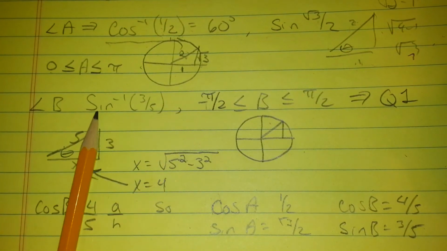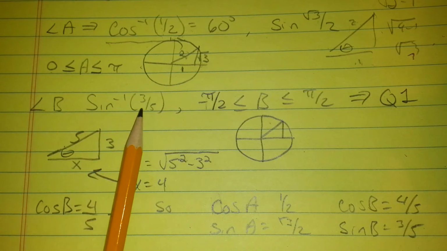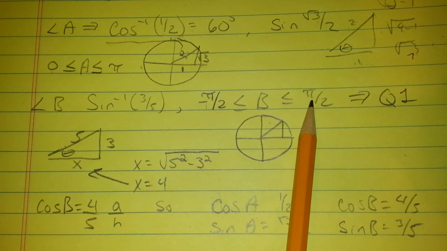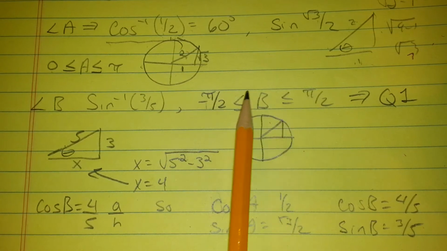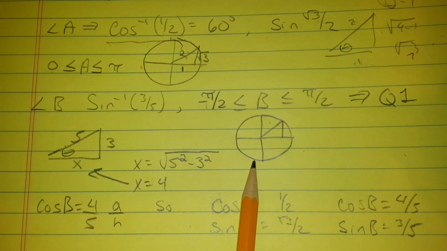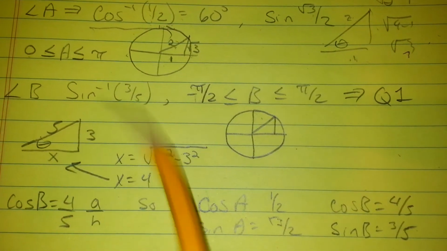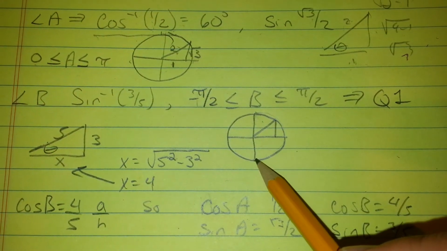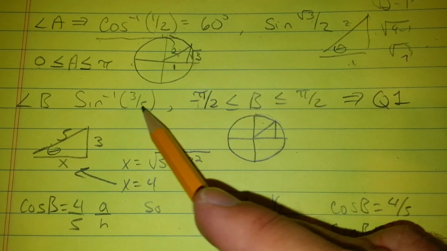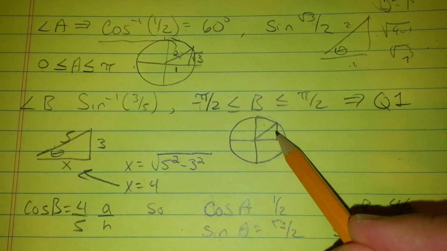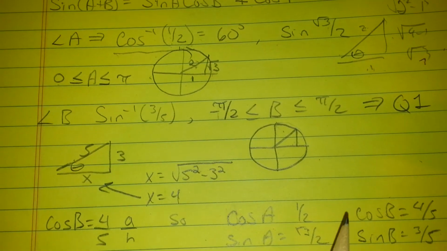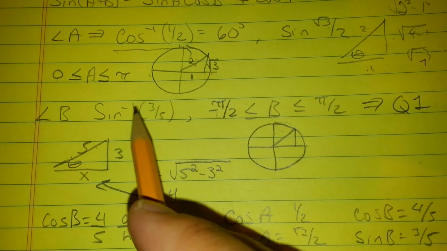I know angle B is inverse sine of 3/5, and it's given that B is less than or equal to pi halves and greater than or equal to negative pi halves. That's from here to here. But where's sine positive? It's only right here. So again, quadrant 1 is where we build our triangle. 3/5 is sine, opposite over hypotenuse.